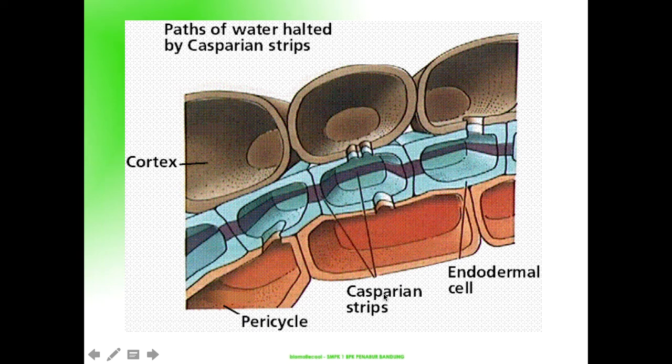This is what we call the Casparian strips. The Casparian strips are waterproof. Water cannot pass through the Casparian strips. That's why, talking about the movement of water from the environment into the xylem, because xylem will bring water and whatever is dissolved in it up to the leaves: at first, from the root hair and from the surface of the root, the water will just enter easily because of the concentration gradient from outside compared to the inside.